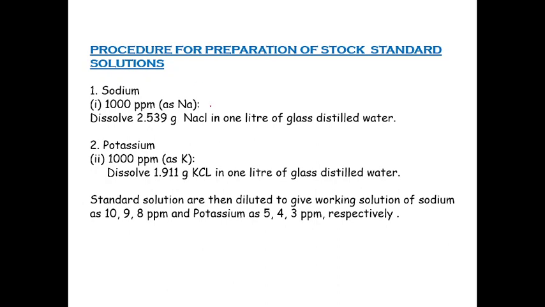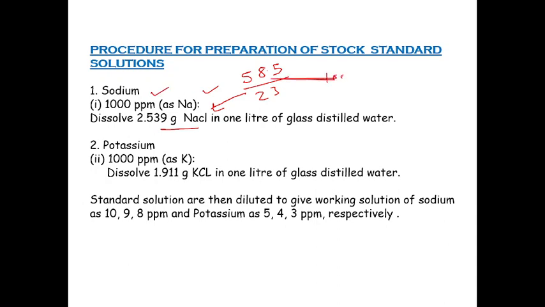Okay, now just to tell you how to prepare a standard solution, there is another video on this, but let me quickly tell you. If you want to prepare a 1000 ppm solution of sodium, we simply have to divide the molecular weight of sodium chloride, 58.5, by 23, and we will have 2.539 gram NaCl. If you dissolve this NaCl in 1 liter of water, you will have a 1000 ppm solution. This is very easy. I told you how to calculate it.